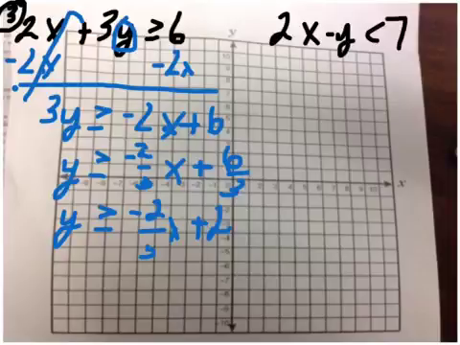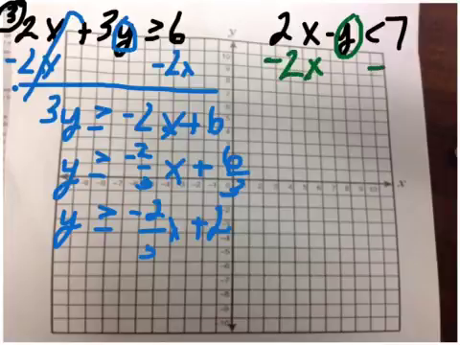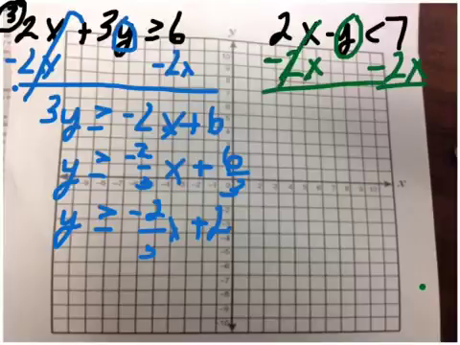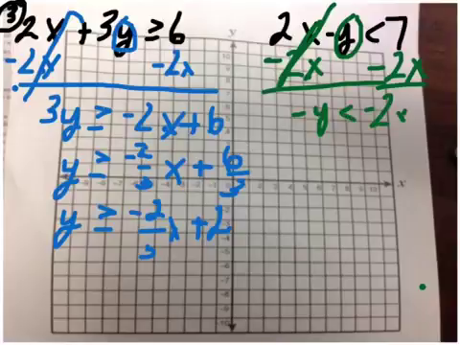Let me come over here and solve the other one. If I want to get y by itself, I'll subtract 2x from both sides. Now here we're going to see something that we've got to be careful about happen. When I cross those out, what I have left is 0 minus y, which is negative y, is less than negative 2x plus 7. Okay? Now, if I want to get y by itself, it's like it's got a negative 1 times the y. One way I can do that is to divide everything by negative 1.